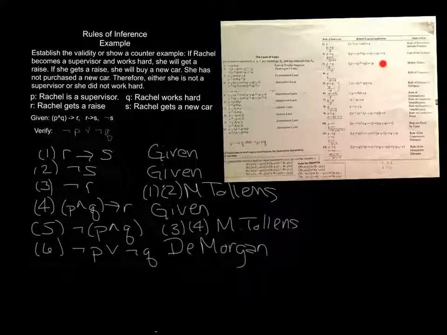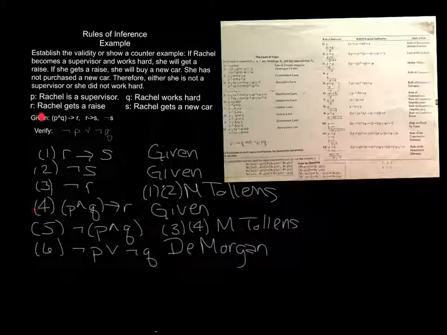Modus tollens is over here in our rules of inference. And what we see from modus tollens is if we have an implication but the conclusion is false, it must be that the premise was also false. So we have an implication in step 1. We have that the conclusion is false. So in step 3, we are going to conclude that our premise must not have held true.